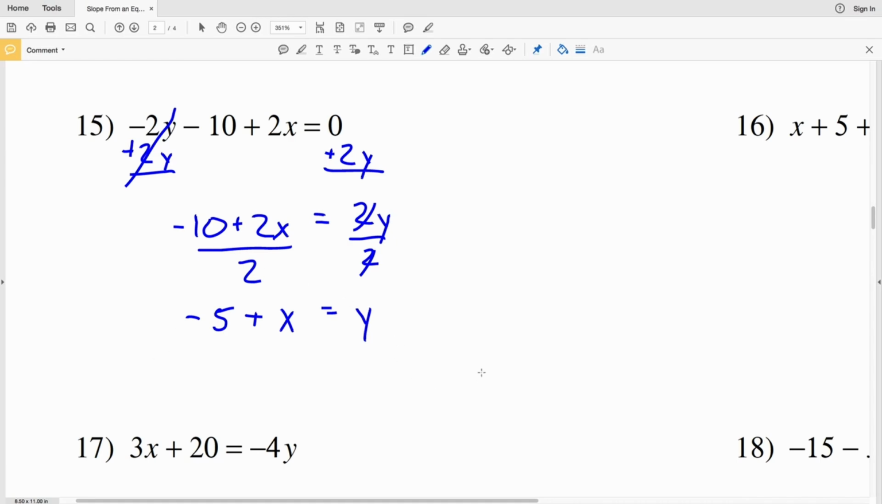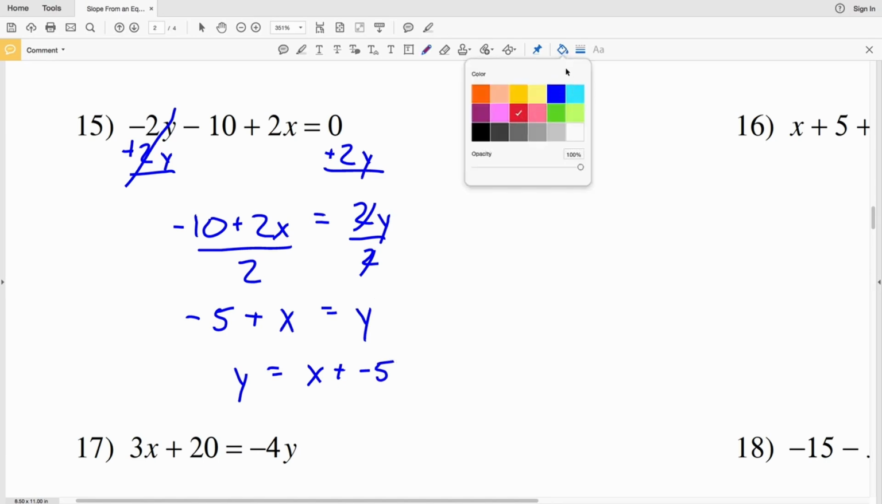So if you want to change the order, we can flip this and have y equal to x plus negative 5. So you can see that our slope for number 15 is a positive 1, because 1 times x is x.